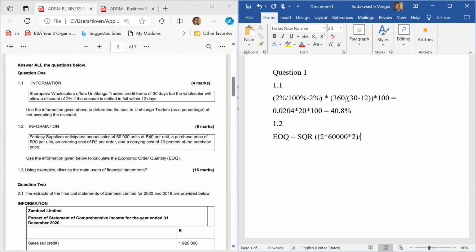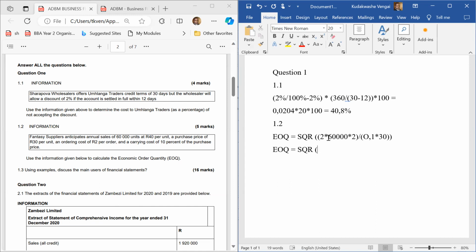What is our carrying cost? 10%. So it's 0.1 multiplied by what? 10% of what? 10% of the purchase price, which is 30 per unit. 10% of 30, right? And then we close the bracket. EOQ is going to be equal to the square root of. Now we'll put that in a calculator.